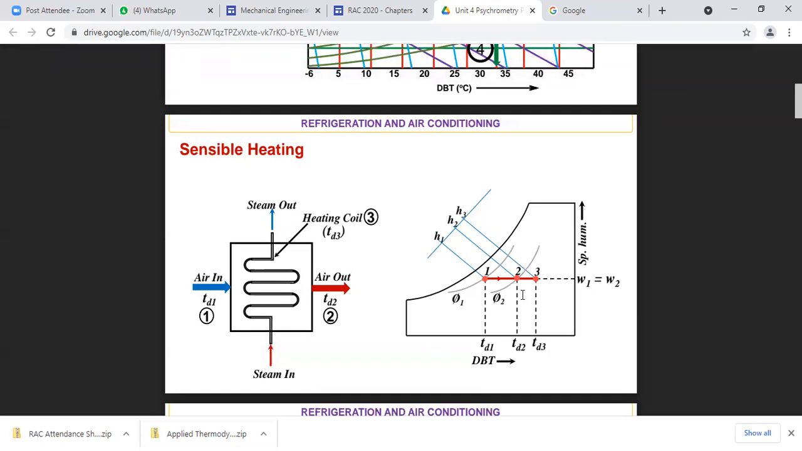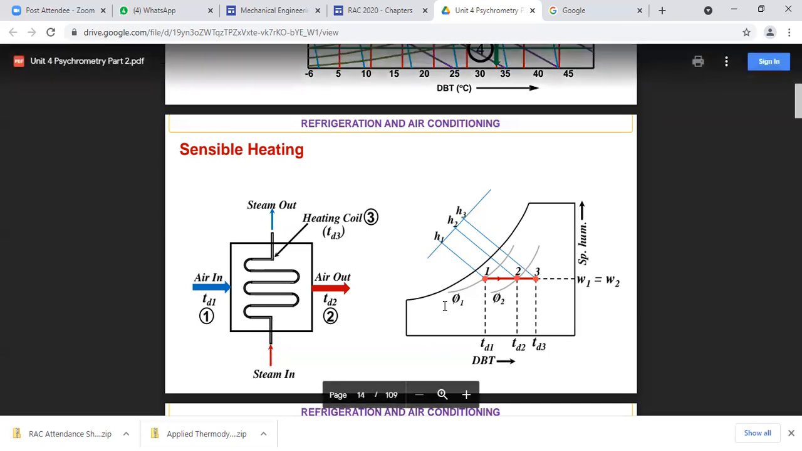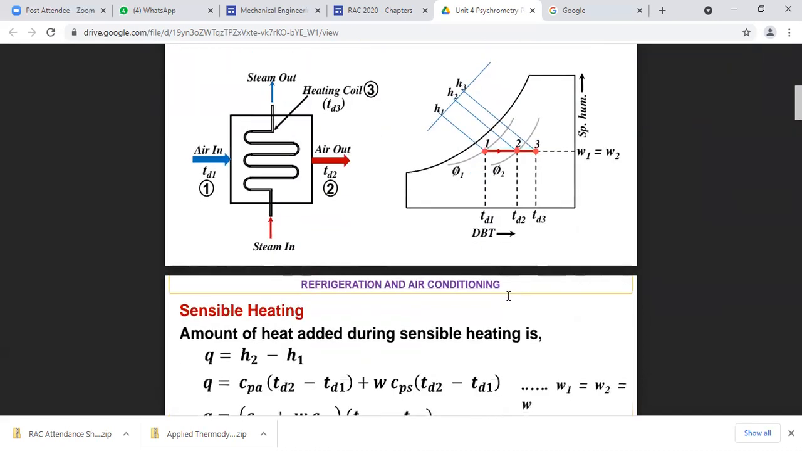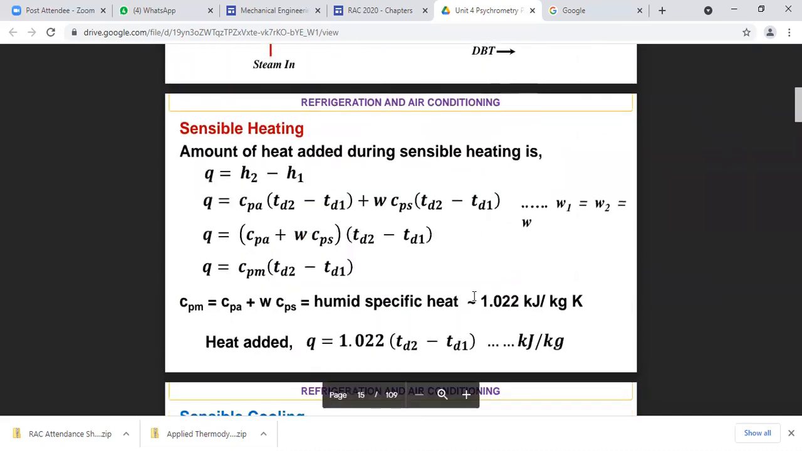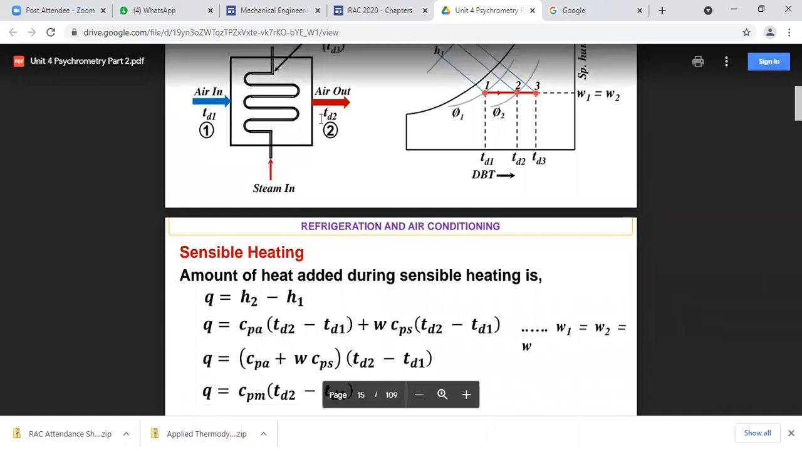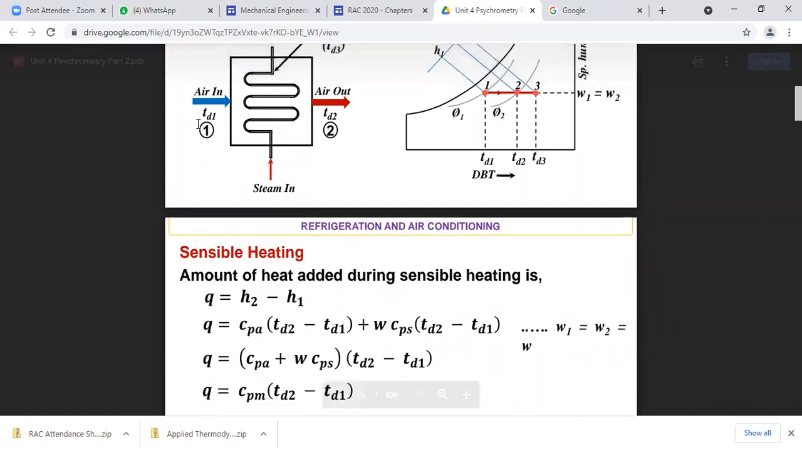So we are getting the specific humidity at constant, and this is the heating coil because steam is introduced inside this. We find that specific humidity is constant and as the heating goes on, the dry bulb temperature increases and the enthalpy is also increasing. So this is the sensible heating process. The amount of heat added we are going to calculate, that is H2 minus H1: total heat available at point 2 minus total heat available at point 1.